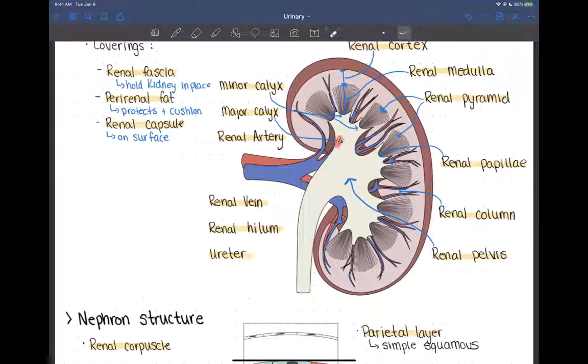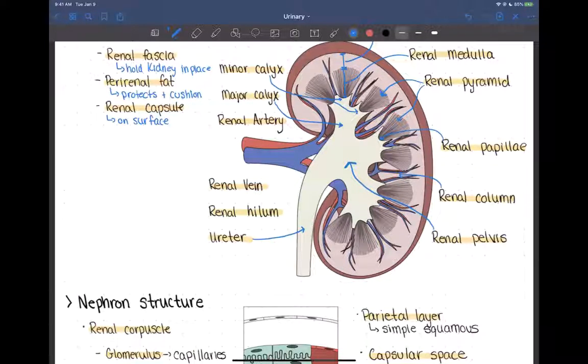Okay, and then all those major calyces join together to form that renal pelvis. And then that renal pelvis is going to drain out into the ureter, which will then carry that urine to the bladder.